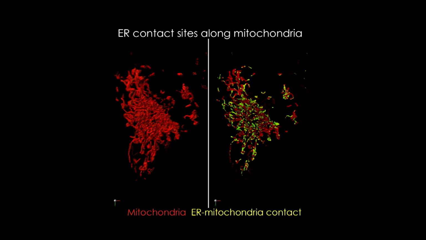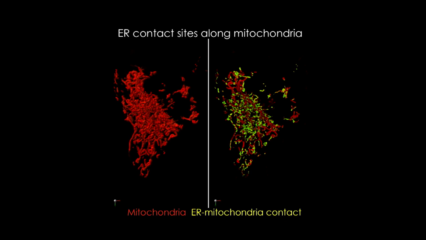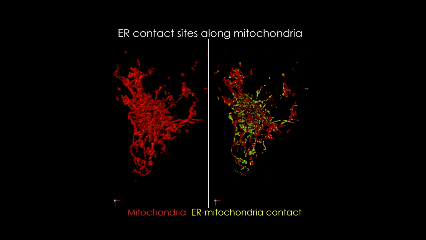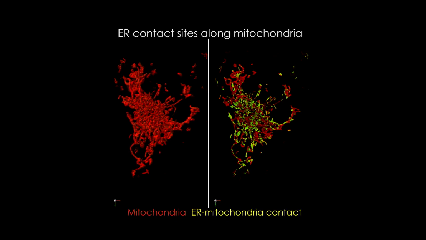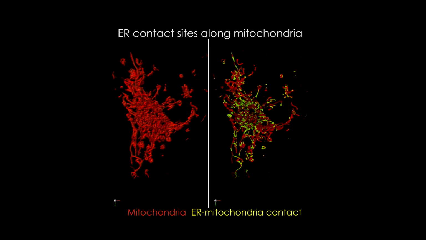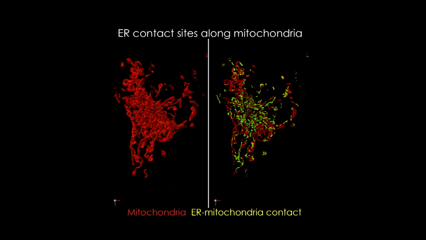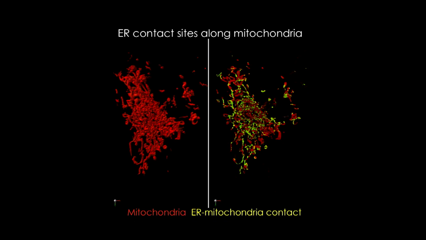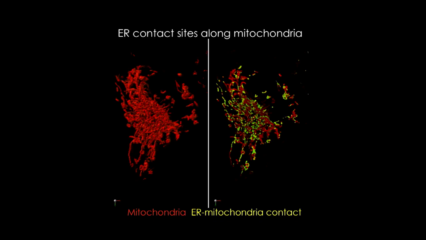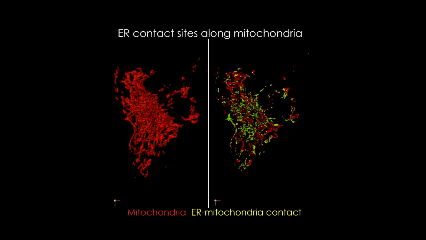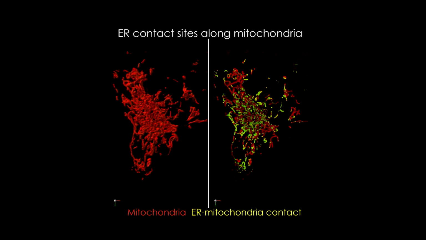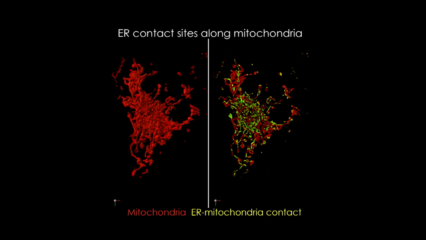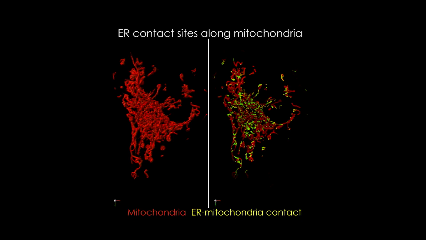Now, this is a movie where we've segmented out the mitochondria as an example of an organelle that is intimately communicating with the endoplasmic reticulum. On the right-hand side represents the surface, all of the surface sites of mitochondria where we see ER signal. So the ER is wrapping around the surface of the mitochondria and intimately communicating with virtually all of those mitochondrial elements that we see in the cell.